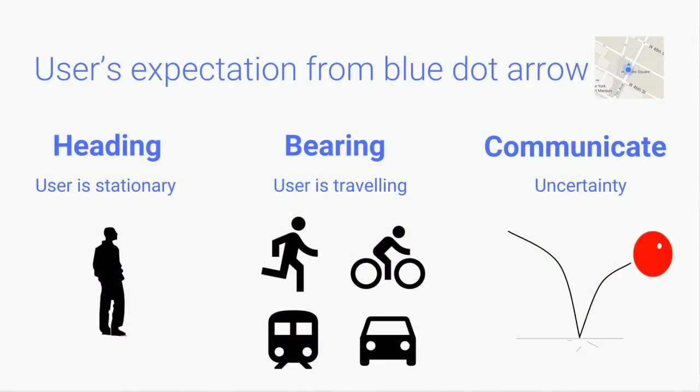If they're traveling, like in a car or on a bicycle, or even when they're running, they want to see the bearing. That is the direction that they are moving, because they want to perhaps verify that the direction they are going towards is actually correct. And more importantly, they want us to communicate the uncertainty in heading or bearing. Because if we are not certain that the heading or bearing information we are giving to the user is correct, the user wants to look around and orient themselves and be diligent about this.